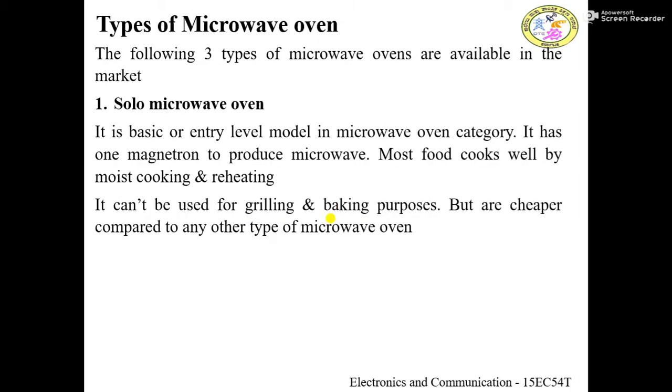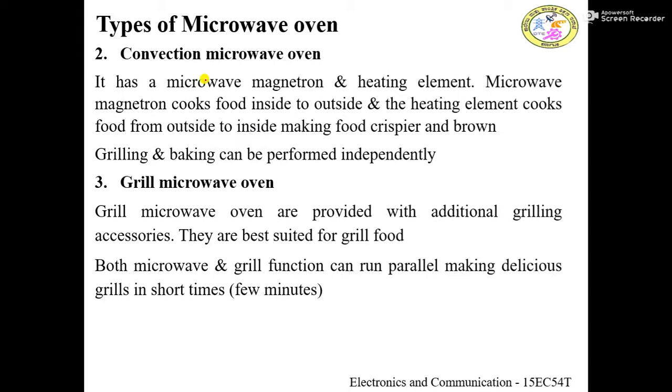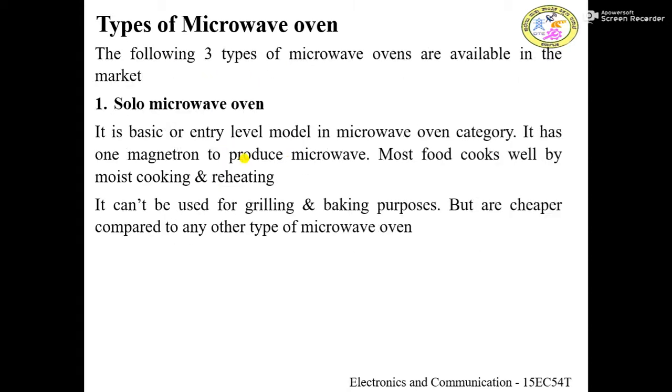There are three types of microwave ovens available in the market. First one is the solo microwave oven. Second one is the convection microwave oven, and third one is the grill microwave oven. Solo microwave oven is the basic type where you are going to find only the magnetron inside it. There won't be any heating element or any grilling accessories. Using this basic type, the only thing I can do is reheat the food. I cannot bake the food.